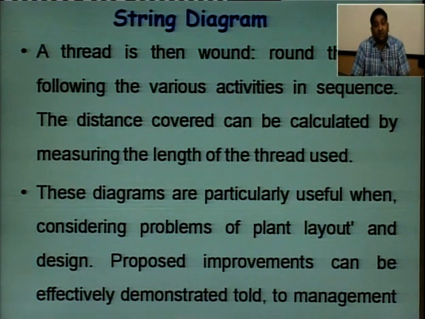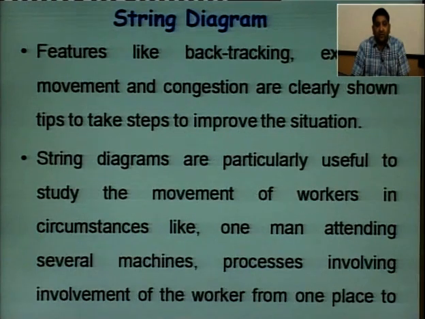These diagrams are particularly useful when considering problems of plant layout and design. Proposed improvements can be effectively demonstrated, told to management and workers. Features like backtracking, excessive movement and congestions are clearly shown, helping to take steps to improve the situation. String diagrams are particularly useful to study the movement of workers in circumstances like one man attending several machines, processes involving movement of workers from one place to another place, etc.